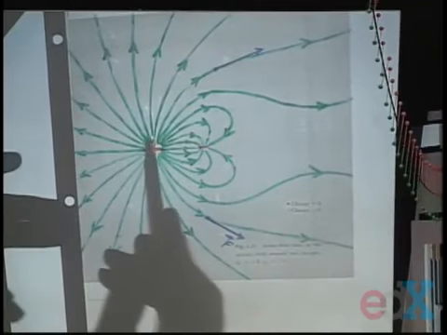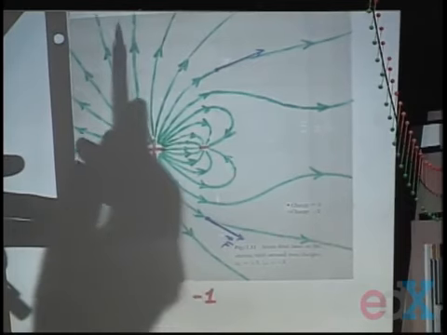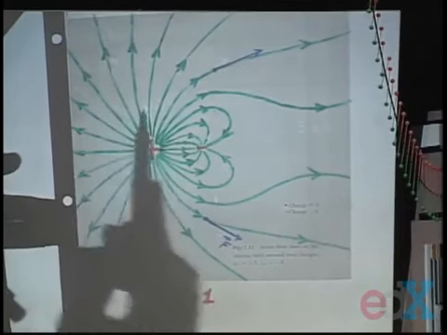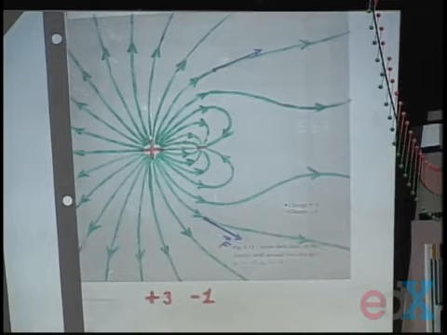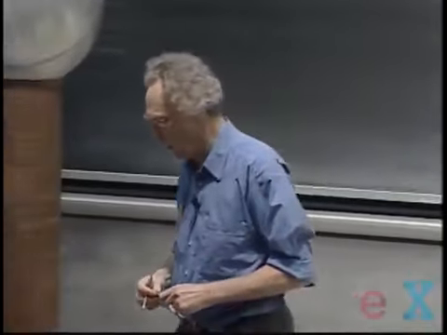So if you look, for instance, here, look how many lines there are per few millimeters. And when you go further out, these lines spread out. That tells you the E field is going down. The strength of the E field is going down. It's the 1/r² field, of course.